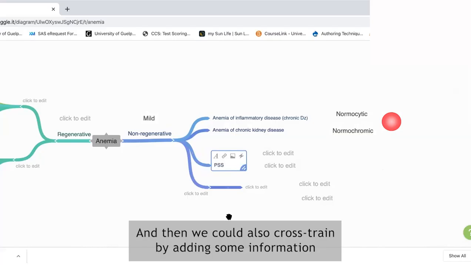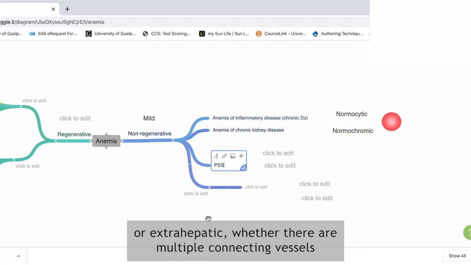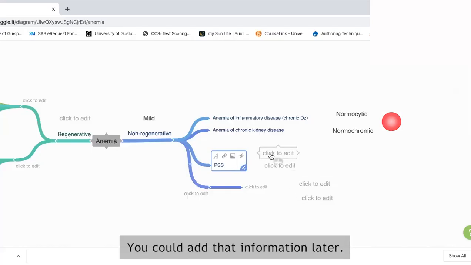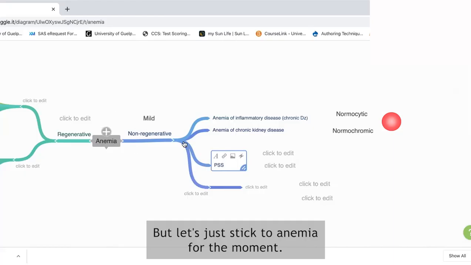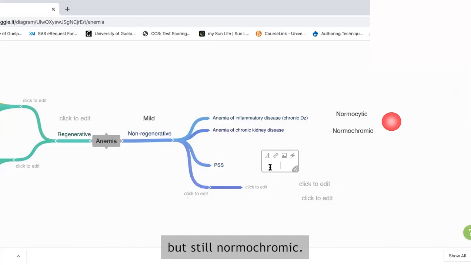And then we could also cross-train by adding some information about portosystemic shunt, like whether it's intrahepatic or extrahepatic, whether there are multiple connecting vessels or whether there's a single vessel, and so on and so forth. You could add that information later, but let's just stick to anemia for the moment. And this one is microcytic, but still normochromic.